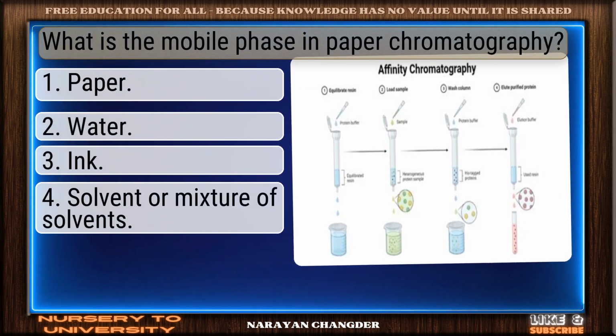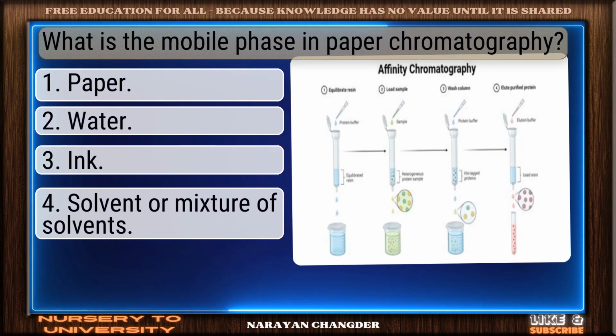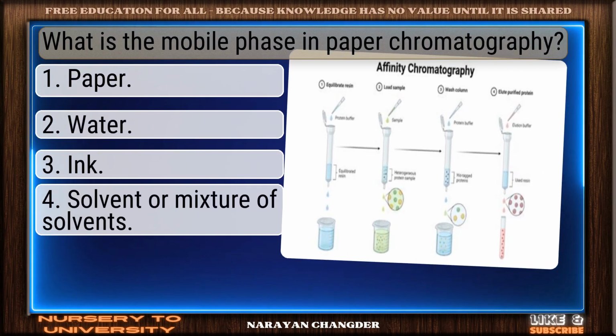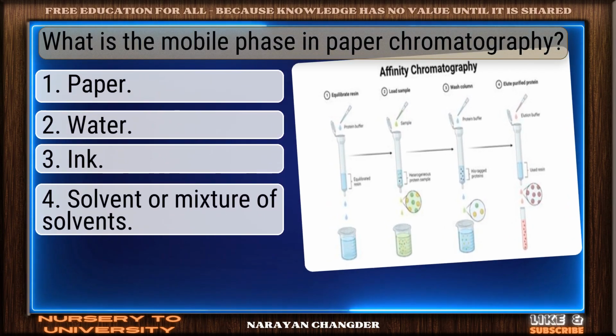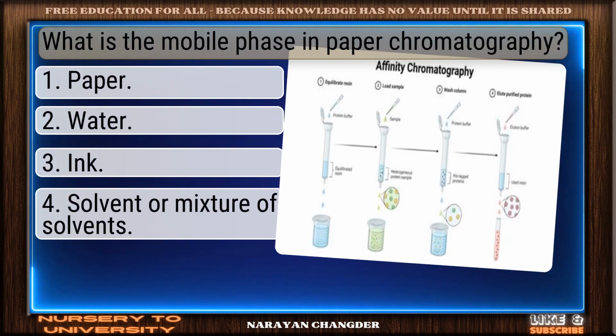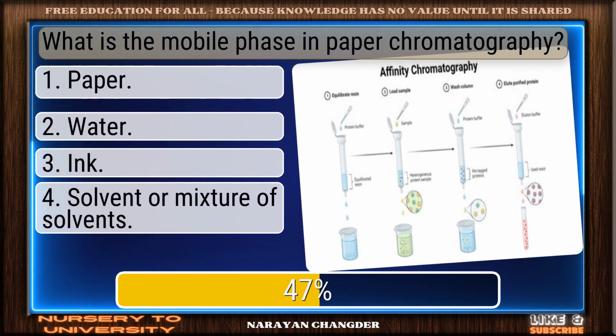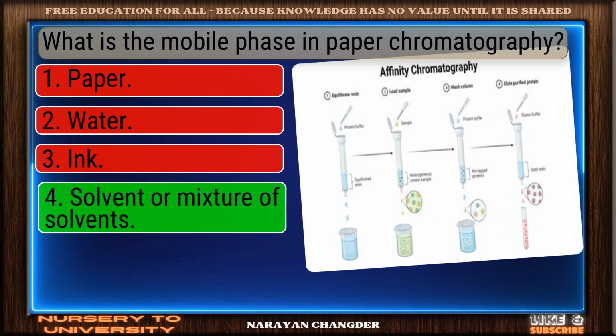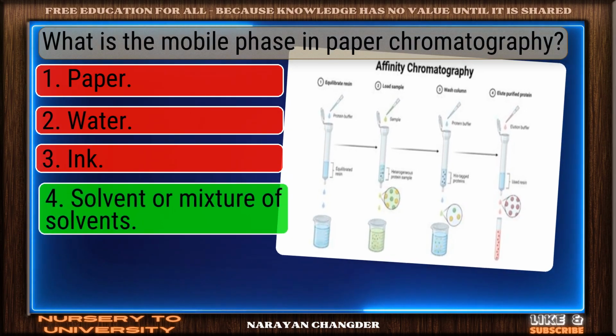What is the mobile phase in paper chromatography? Option 1, paper. Option 2, water. Option 3, ink. Option 4, solvent or mixture of solvents. Yes, solvent or mixture of solvents is right.